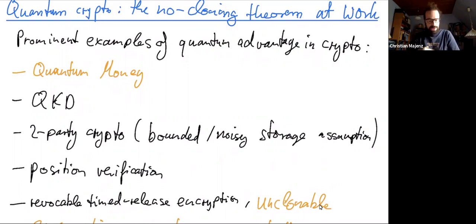Other examples include quantum key distribution. That's maybe the most prominent example of quantum cryptography, and here also the no-cloning theorem plays a big role, because the idea is that the transmission of quantum states cannot be observed or copied in any way without disturbing it. Other examples include two-party cryptography, for example, coin flipping, or some other two-party cryptography primitives in the bounded or noisy storage model.